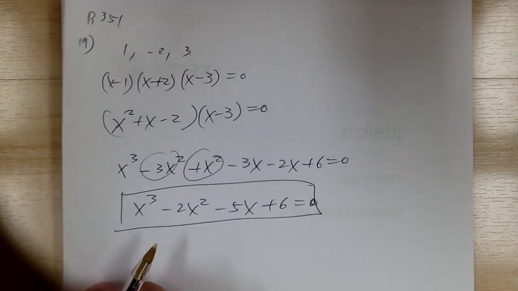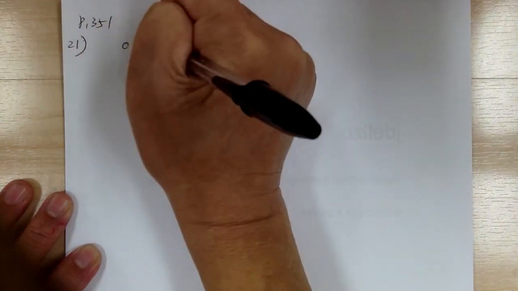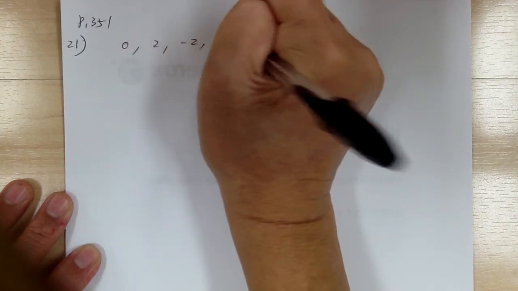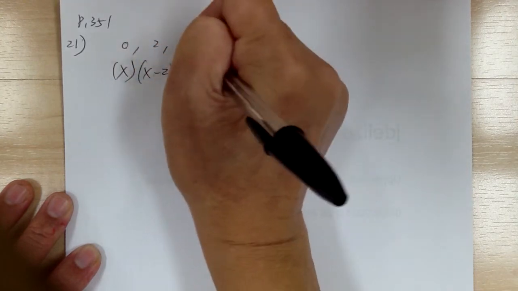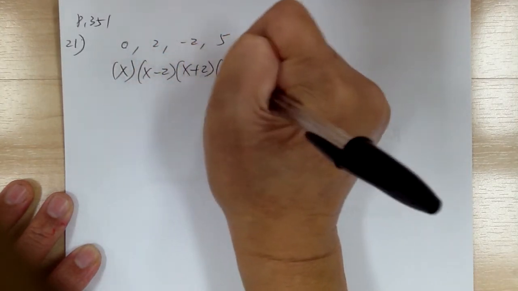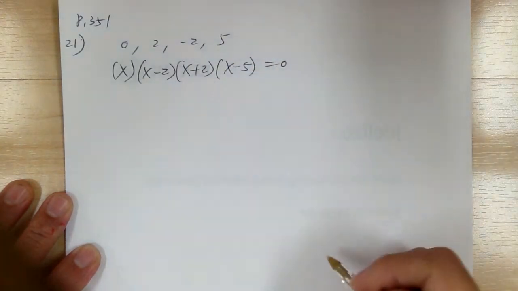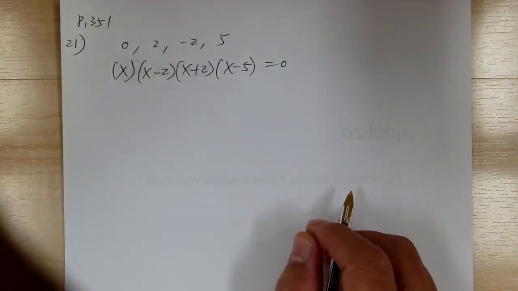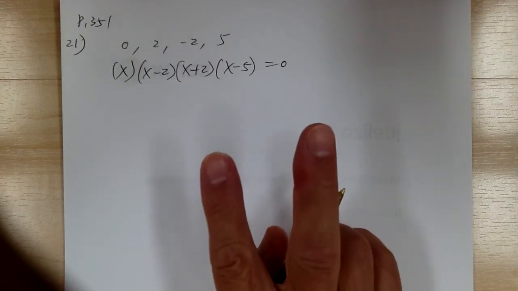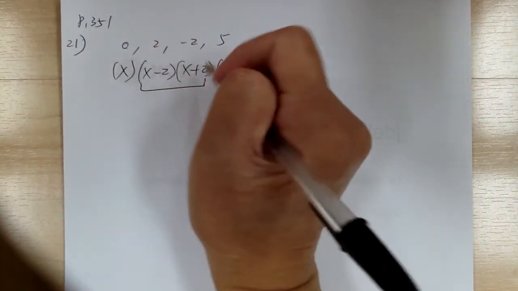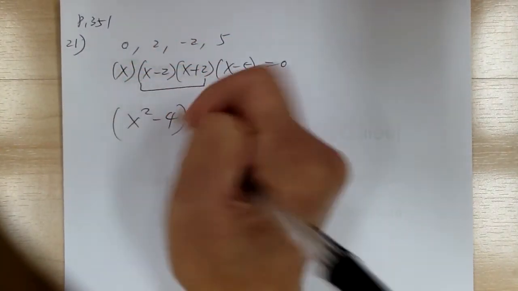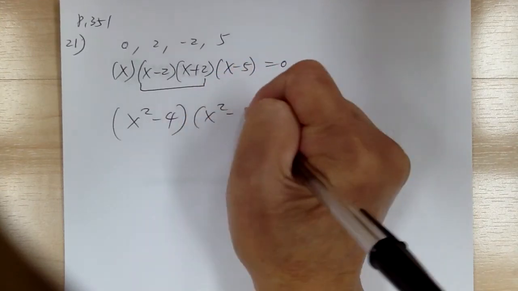Okay, let's go to the next one. So you've got 0, 2, -2, 5. From here, you're going to get x. From this, you're going to get x minus 2. This answer came from x plus 2, and this answer came from x minus 5. When you multiply, you can only multiply 2 parentheses at a time, and you always look for the conjugate. Notice there's a conjugate over here, so these 2 will give me x squared minus 4, and these 2 will give me x squared minus 5x.